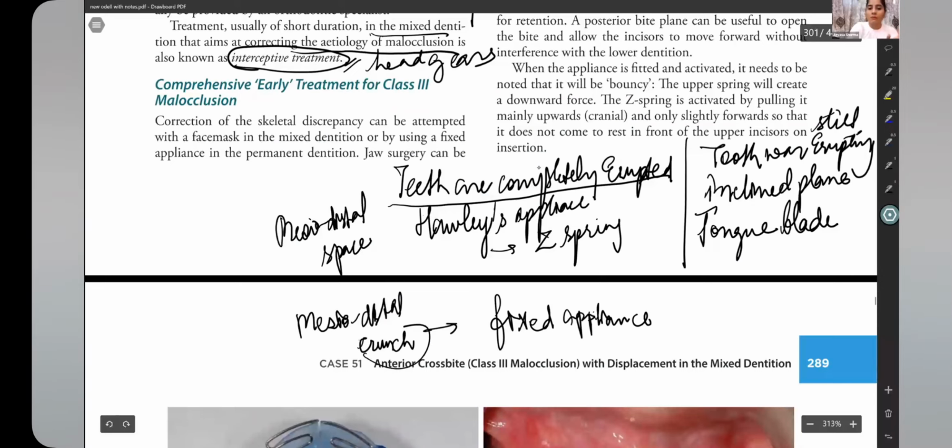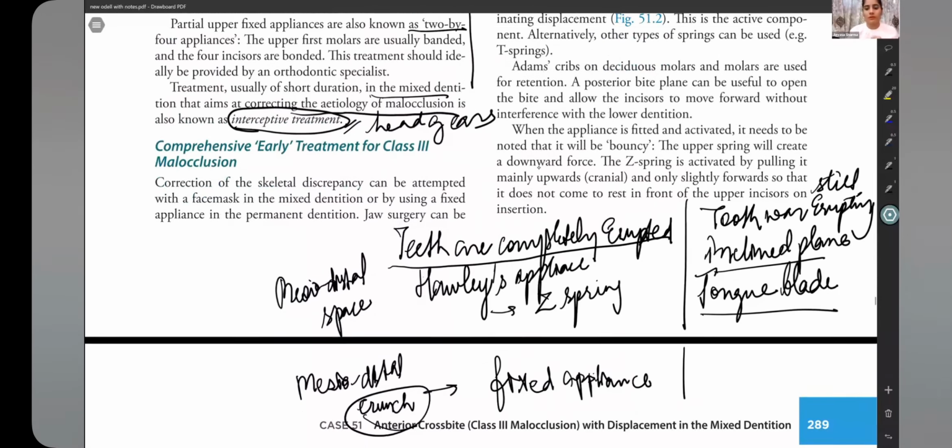So fixed appliance therapy in case of crowding. If the mesiodistal space is sufficient and there's no hindrance to the tooth moving forward, then Hawley's appliance with Z spring, and for teeth which are still erupting, an inclined plane or tongue blade. Right? Does that make sense for everyone? These are the 3 different situations and 3 different treatment options.